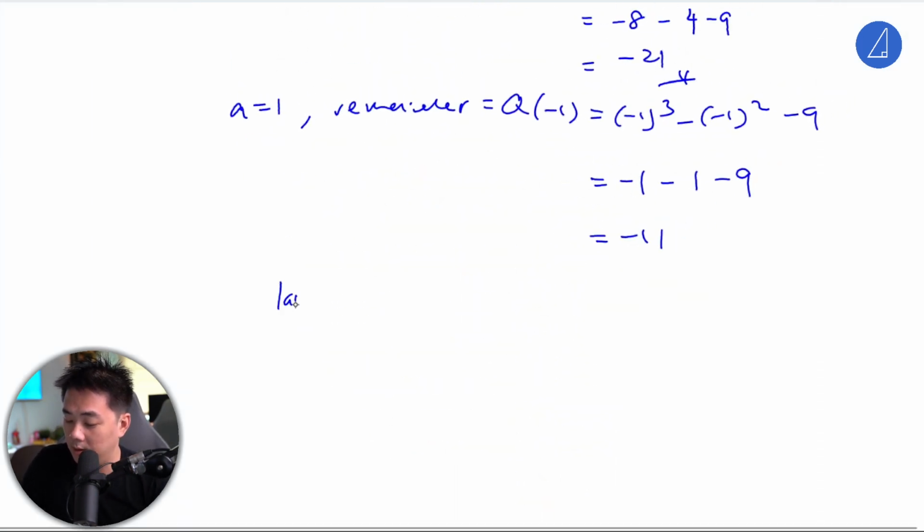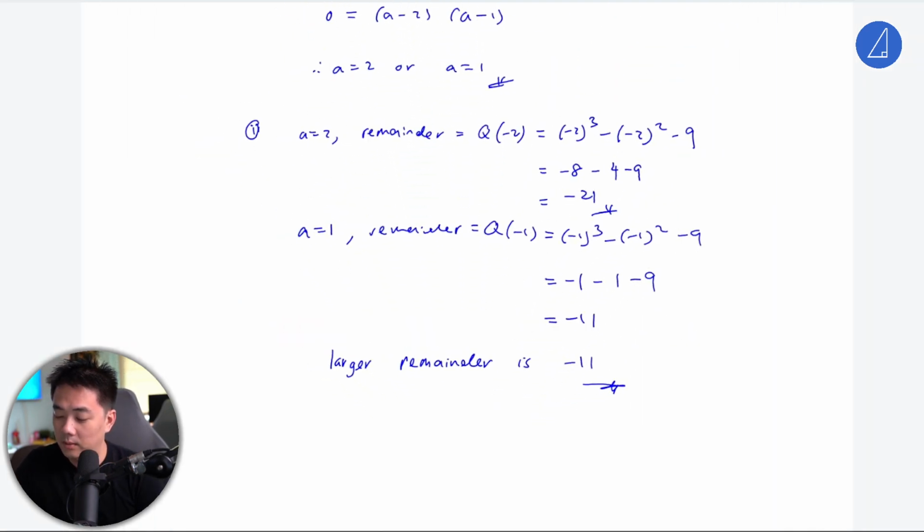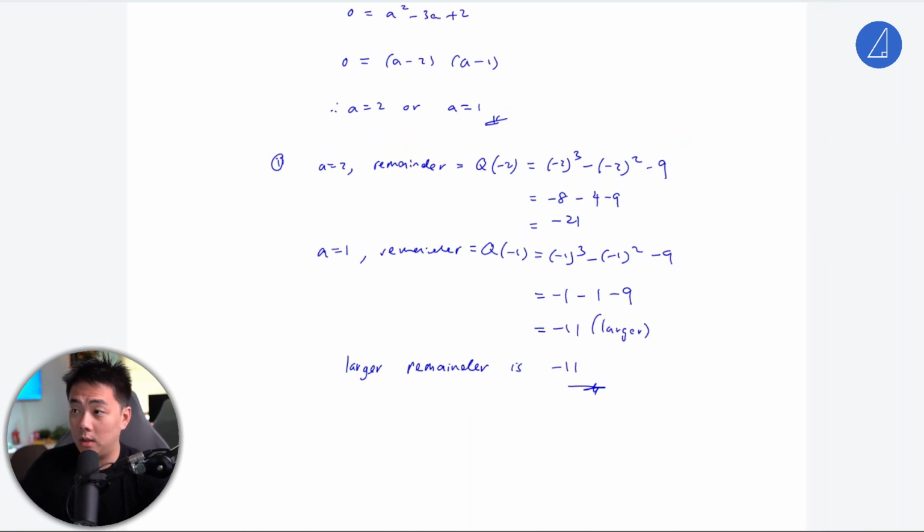So the larger remainder is negative 11. Okay, so this is the larger remainder because minus 11 is larger, right? So this is larger. Okay, then negative 21. So that's how I do this question here. If you have any questions, please do let me know and I'll see you in the next question.